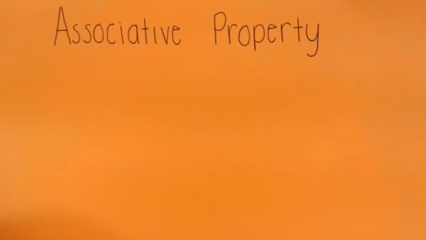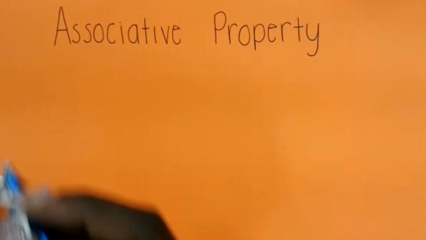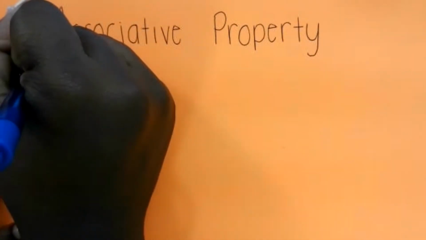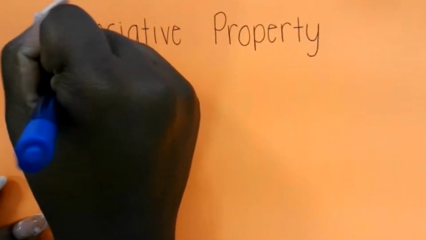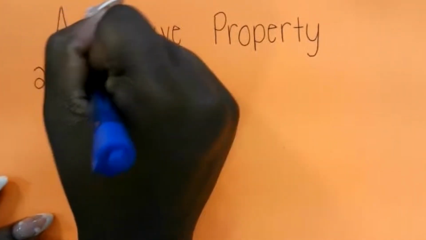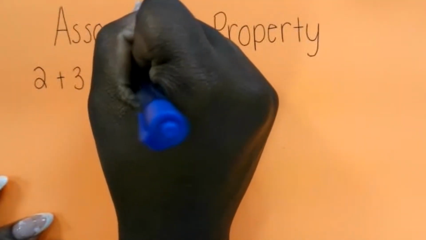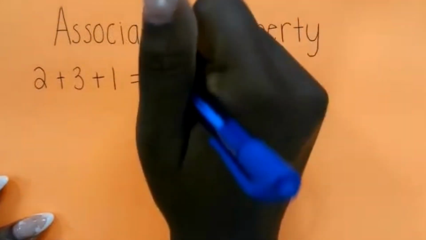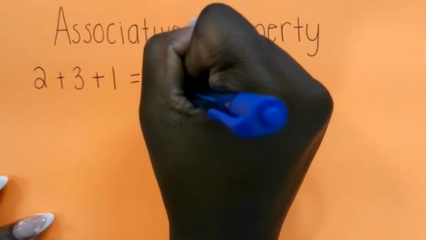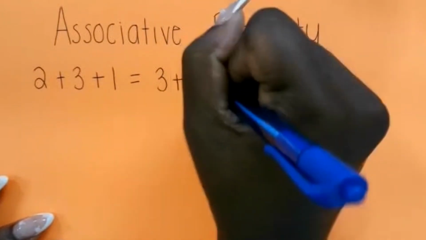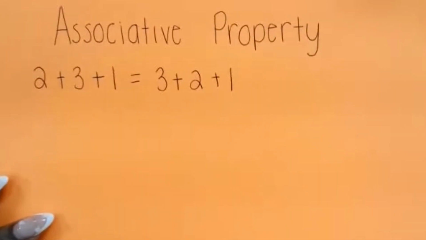All right, scholars, in class we're learning about the associative property. The associative property says that no matter how you group numbers, the sum is always going to be the same. So for example, if I have the numbers 2 plus 3 plus 1, I would get the same answer if I had 3 plus 2 plus 1.